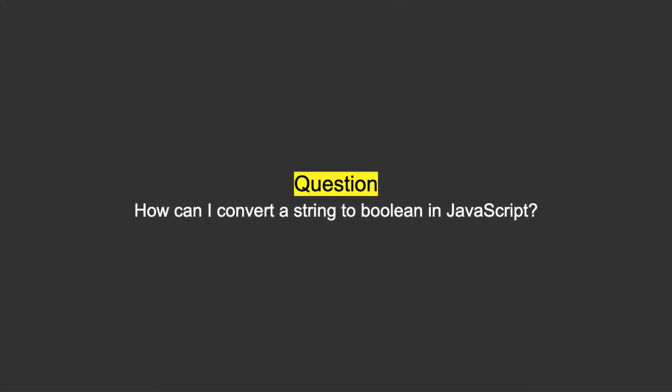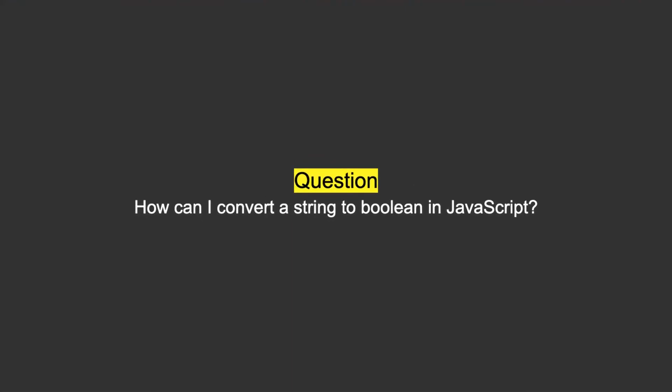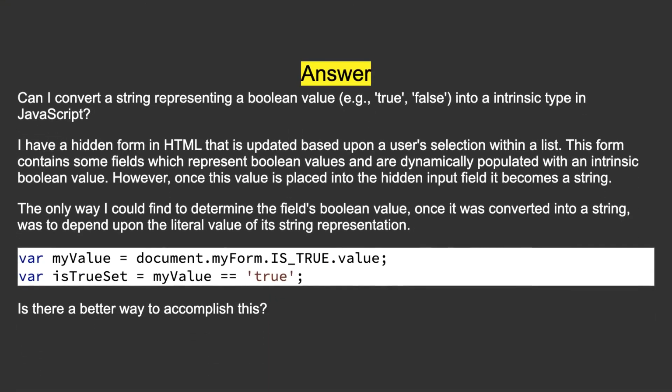How can I convert a string to boolean in JavaScript? Can I convert a string representing a boolean value, for example, true, false, into an intrinsic type in JavaScript? I have a hidden form in HTML that is updated based upon a user's selection within a list. This form contains some fields which represent boolean values and are dynamically populated with an intrinsic boolean value. However, once this value is placed into the hidden input field, it becomes a string.